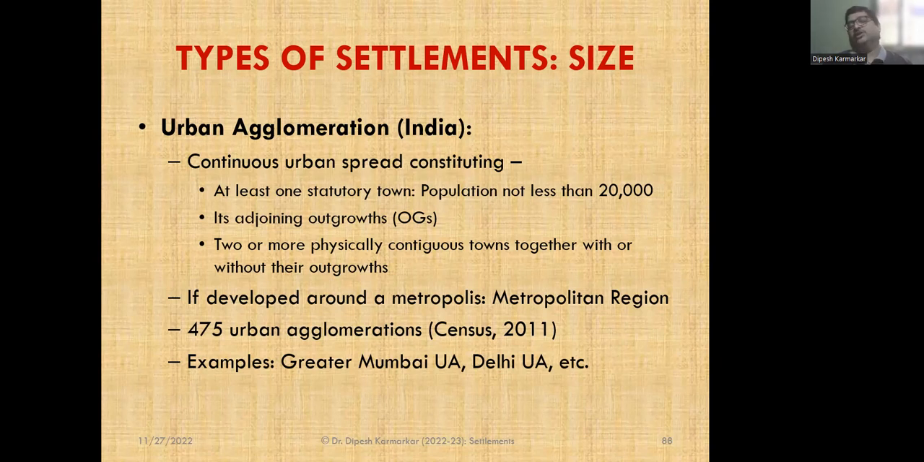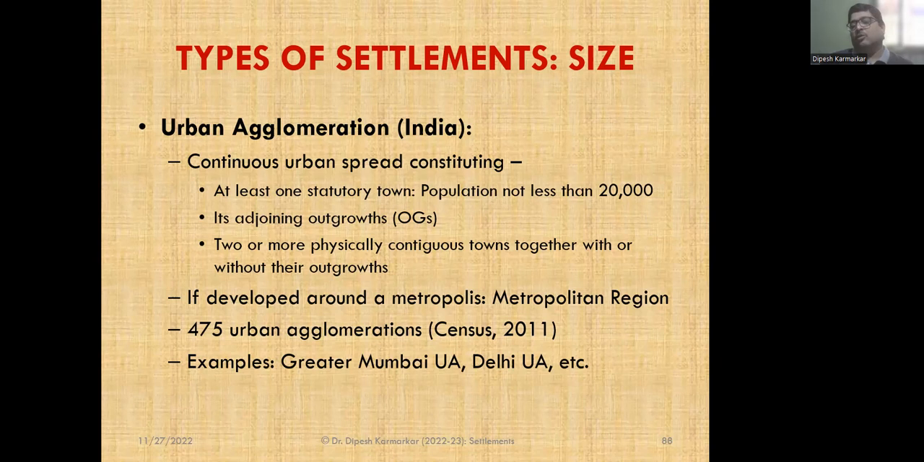So an urban agglomeration basically contains a minimum of one statutory town, the outgrowth of that statutory town, and then a couple of more towns which are located in the same region, in a physically contiguous region, right? Now, it may include the outgrowths of those two towns, or it may not include them, depending upon how the urban agglomeration is defined by the concerned authority.